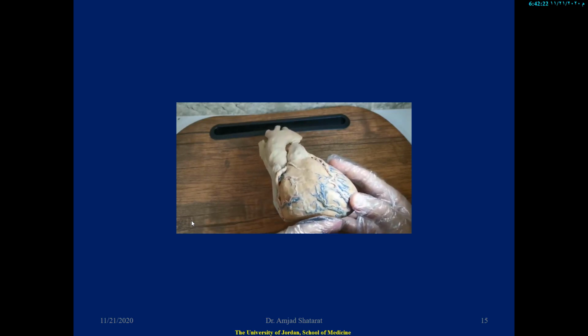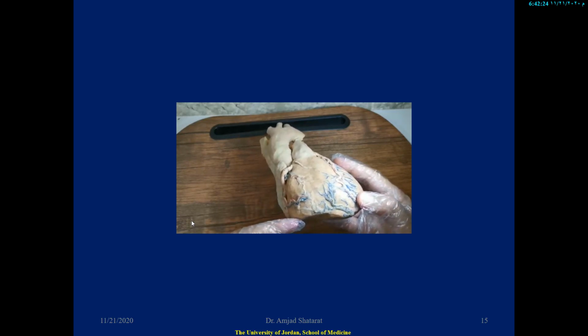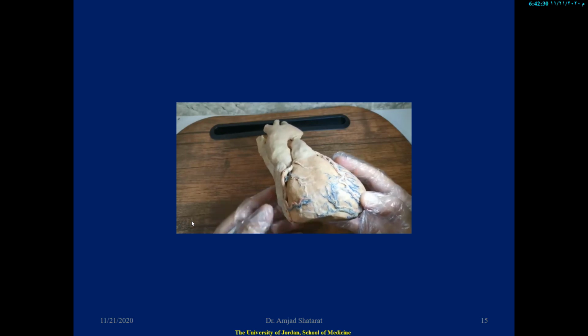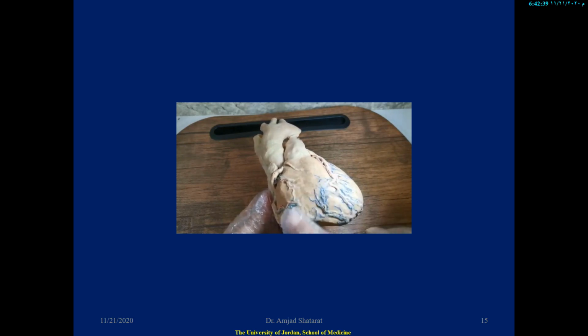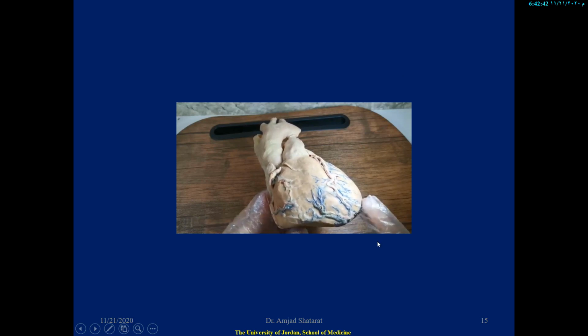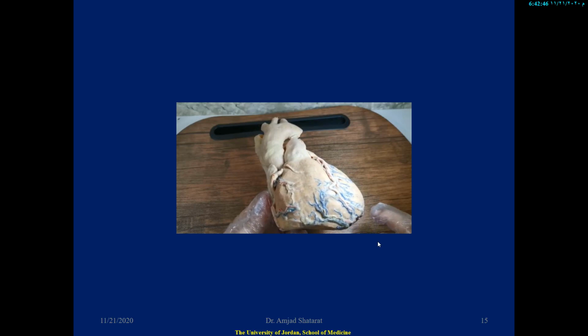Of course, there is also the inferior border, which consists of the right ventricle and the apex by the left ventricle. So on an X-ray, most of the inferior border is made by the right ventricle, except this area, which is a contribution from the left ventricle, which we already talked about. This is the apex of the heart.